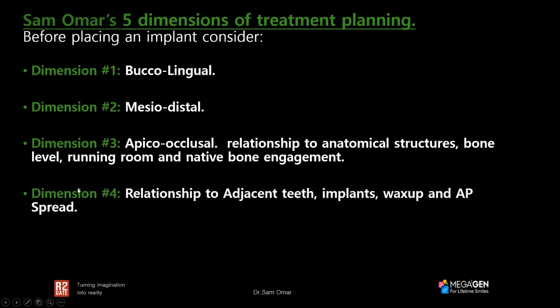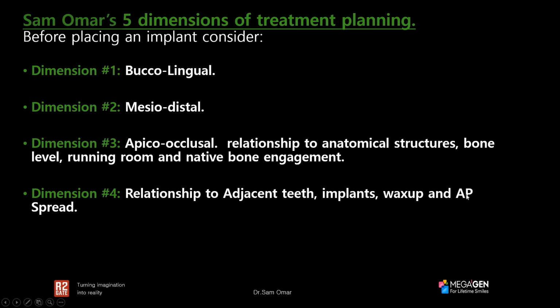We talked about dimension number 4, which is relationship to adjacent teeth, implants, waxup, and AP spread, and how the relationship of the implants, if they're parallel or not, would make our procedure much easier, and restoring the implant will be a lot easier. And we talked about if we place the implant in a biological position, but where would the implants come out in relationship to the waxup?